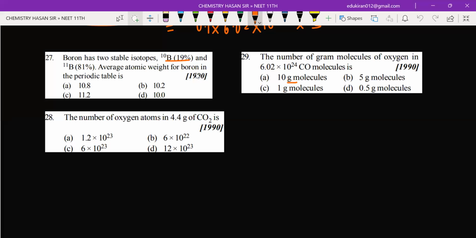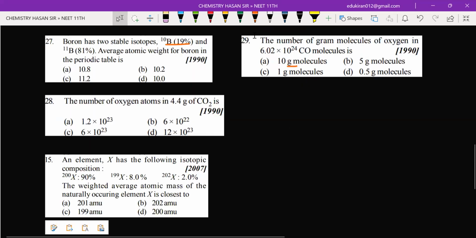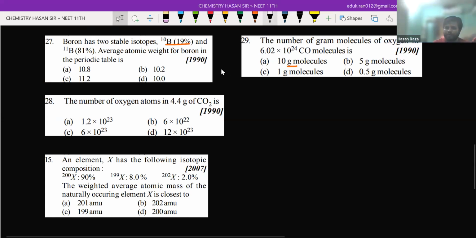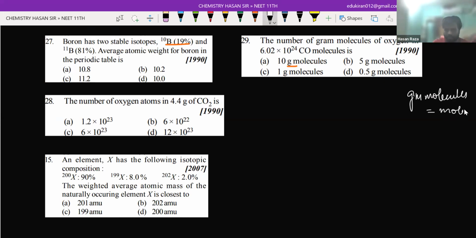Any answer for question number 29? Sir, I don't know how to do it. Okay, question 29, it's very easy. Do you know what this gram atoms or gram molecules is? Basically, this gram molecules is your number of moles. It says number of moles.